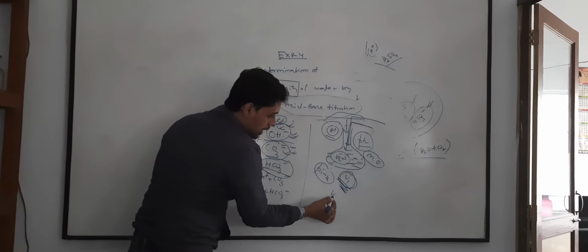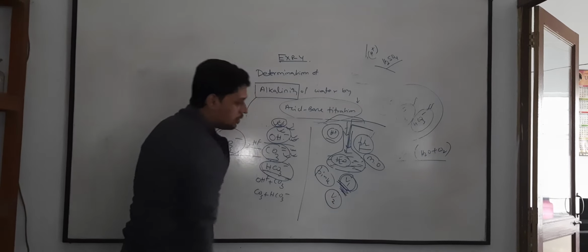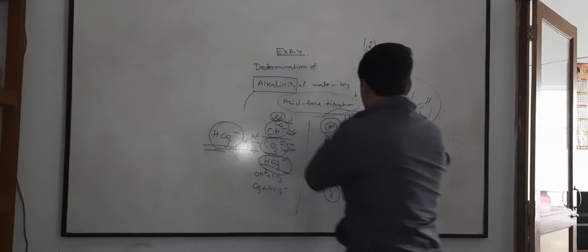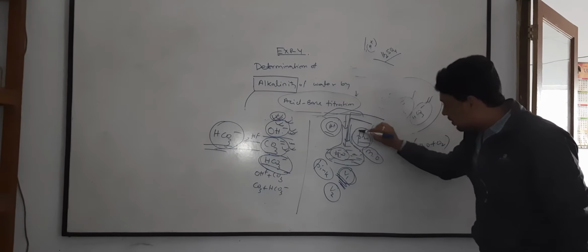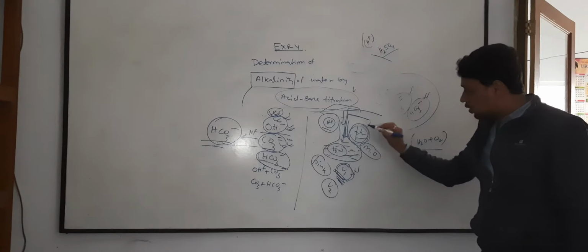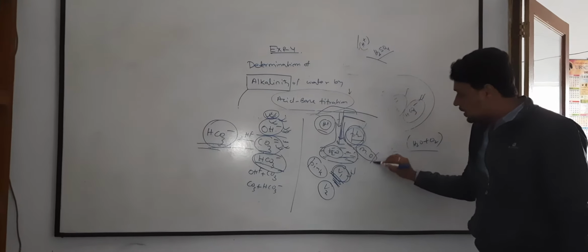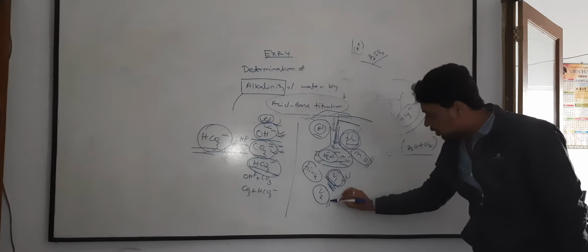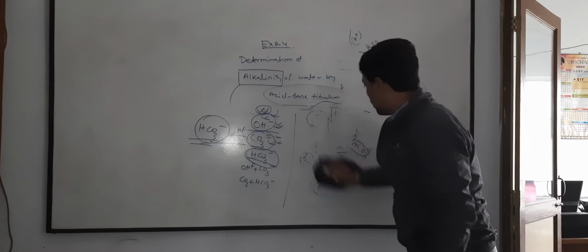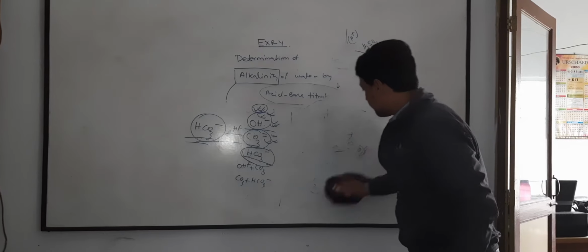So let us say in the second case we have added V2 ml of acid. For the first case, that means when we have added phenolphthalein indicator, we have added V1 ml of acid for neutralization, and for methyl orange indicator we have added V2 ml of acid for neutralization. Now we will conclude. We will conclude how?